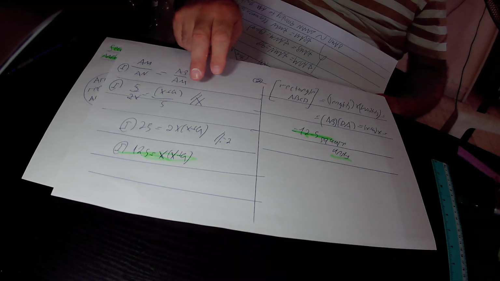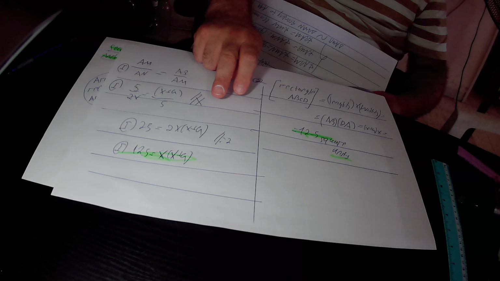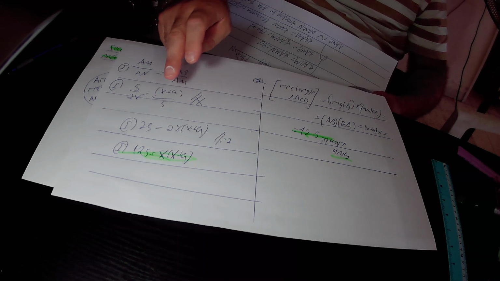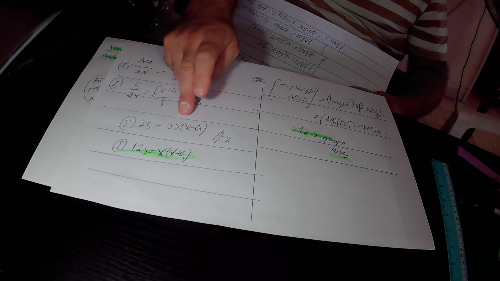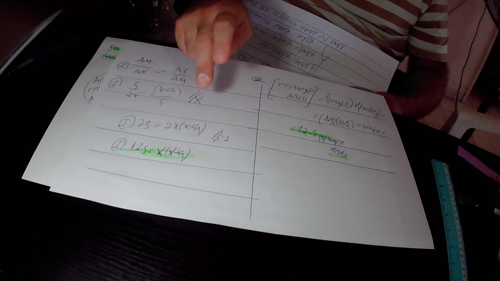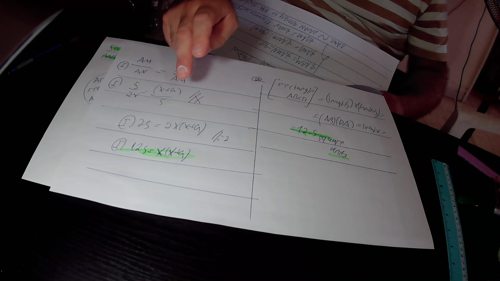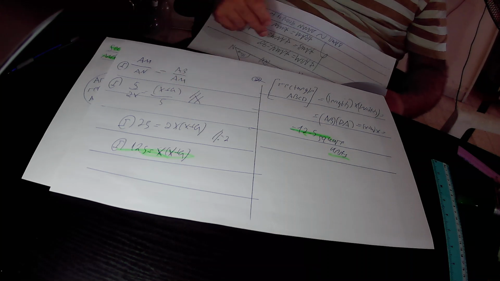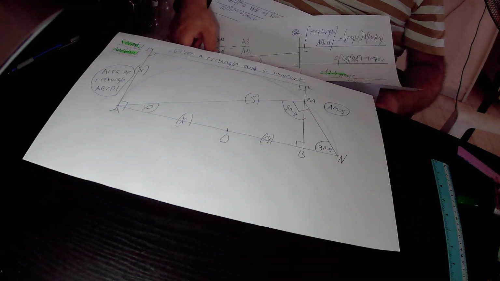Here we divide this equation by 2, and we find that 25 over 2 is 12.5, and this is equal to x times x plus a. So according to equation 1, we found that 12.5 equals x times x plus a. Our mission is to find the area of this rectangle ABCD.